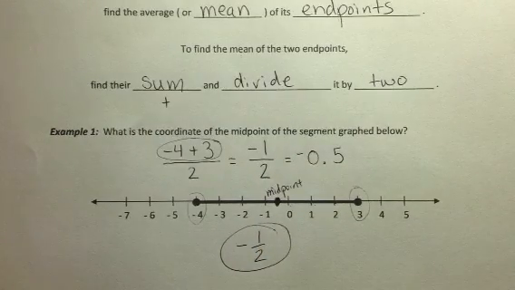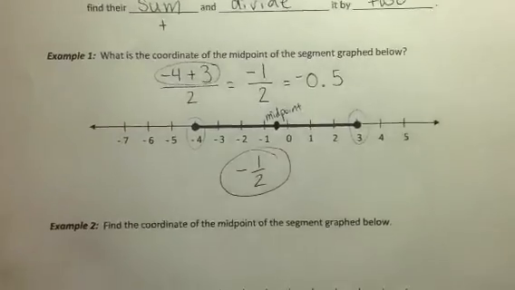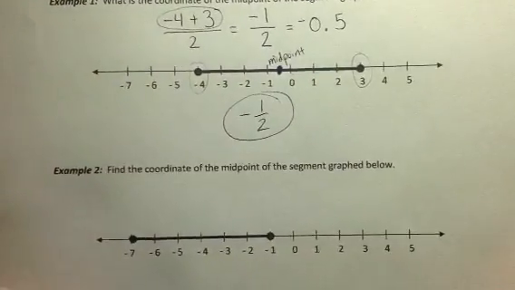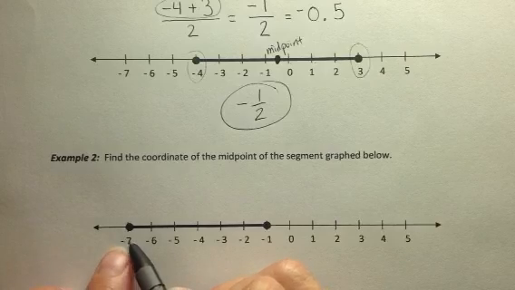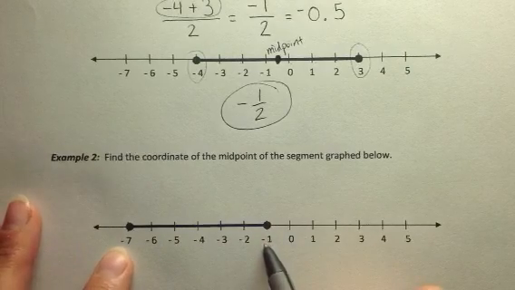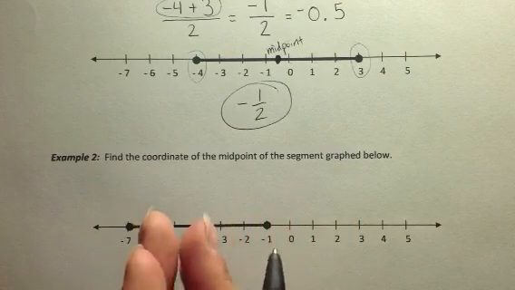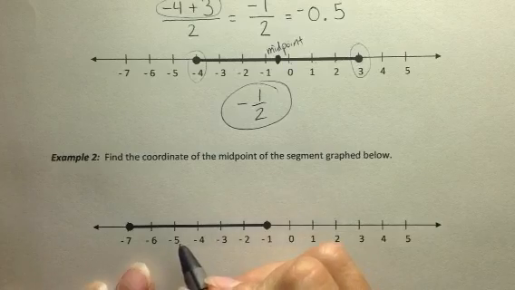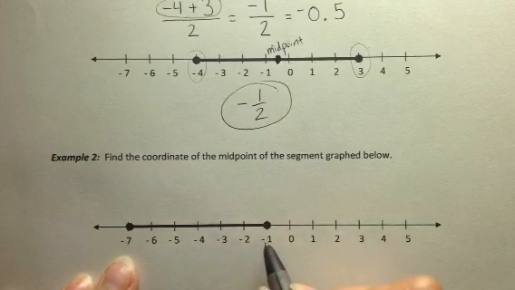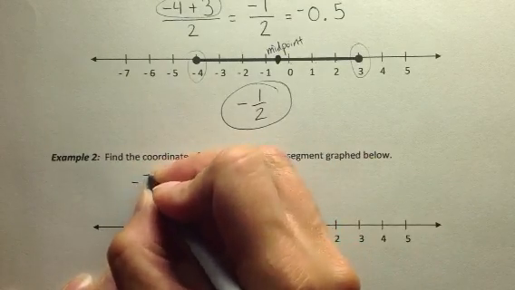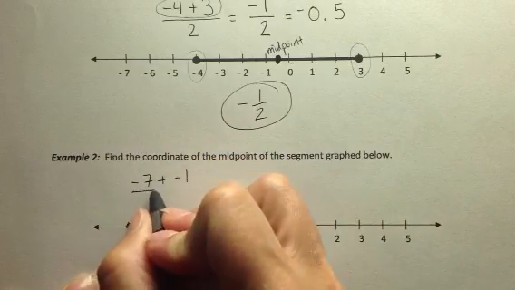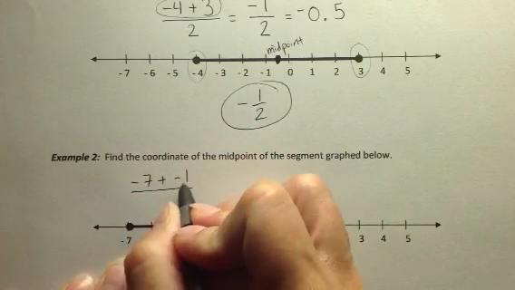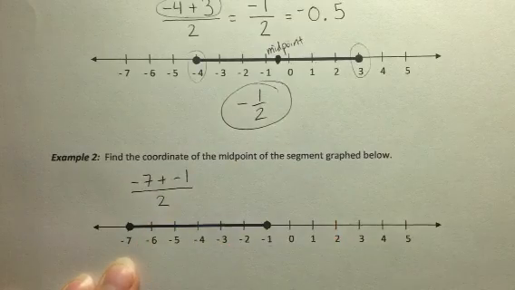Okay, let's try the next example. It says find the coordinate of the midpoint of the segment graphed below. So same question. This time they're both negatives. Again, I know I can just find the halfway point, but I'm going to go ahead and use the formula. I'm going to first add my two endpoints, -7 plus -1, and then I'm going to take that sum, so after I finish adding this, I'm going to divide it by 2.